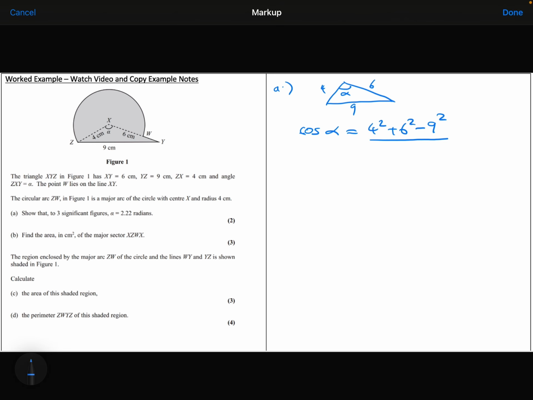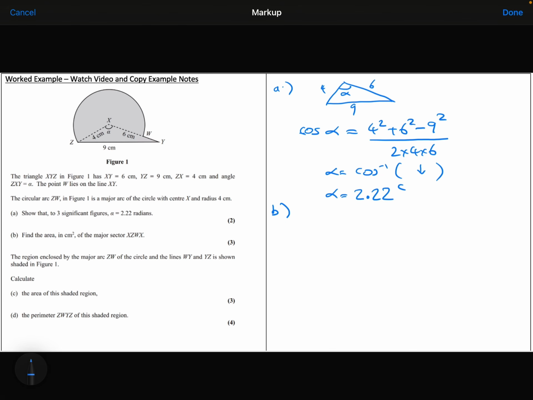Doesn't matter about the other terms, the 4 and the 6. Divide by 2bc. I'll then do cos inverse of that, making sure that your calculator is in radians. So cos inverse of 4 squared plus 6 squared minus 9 squared, all divided by 2 times 4 times 6. And we get 2.2195, which to 3 significant figures is 2.22 radians.